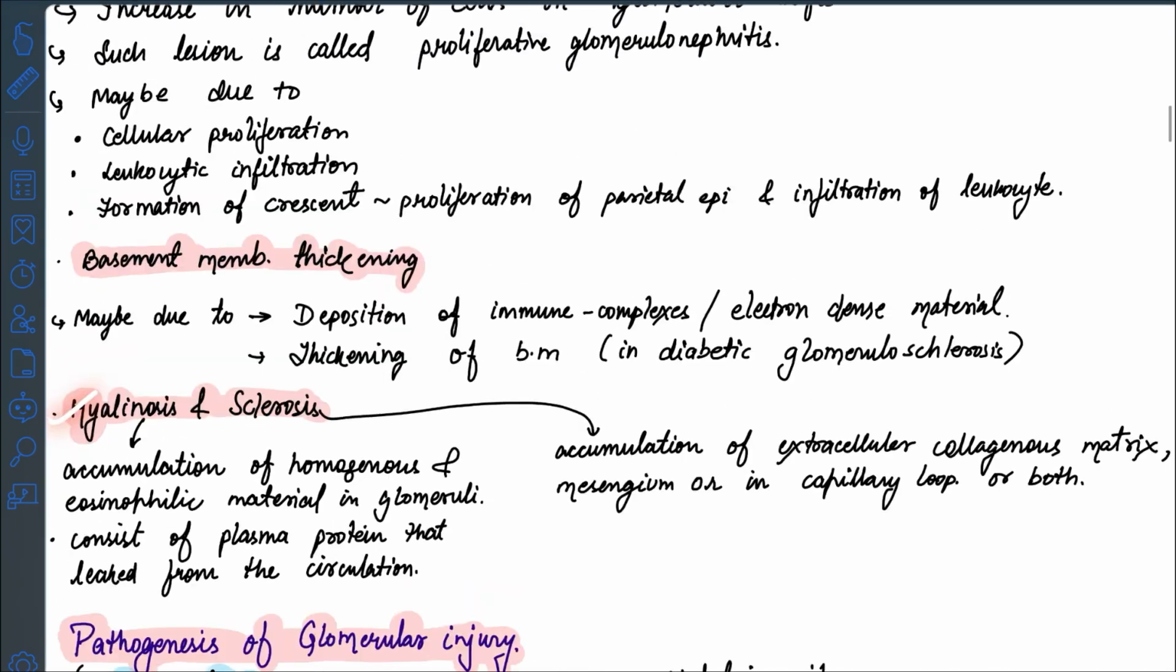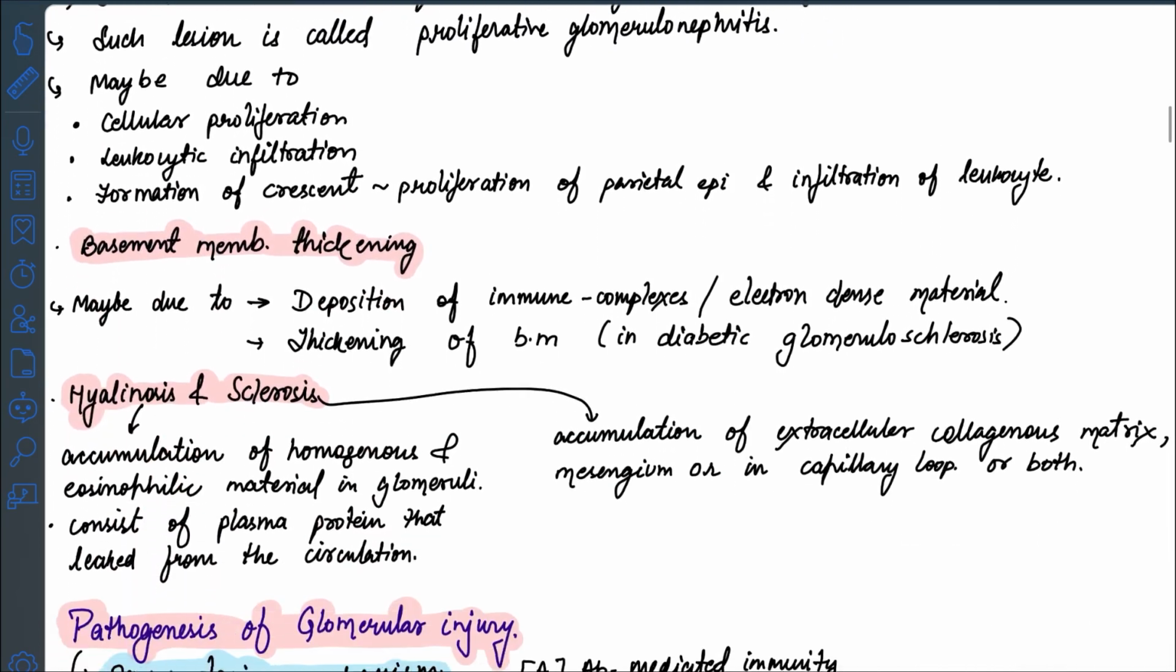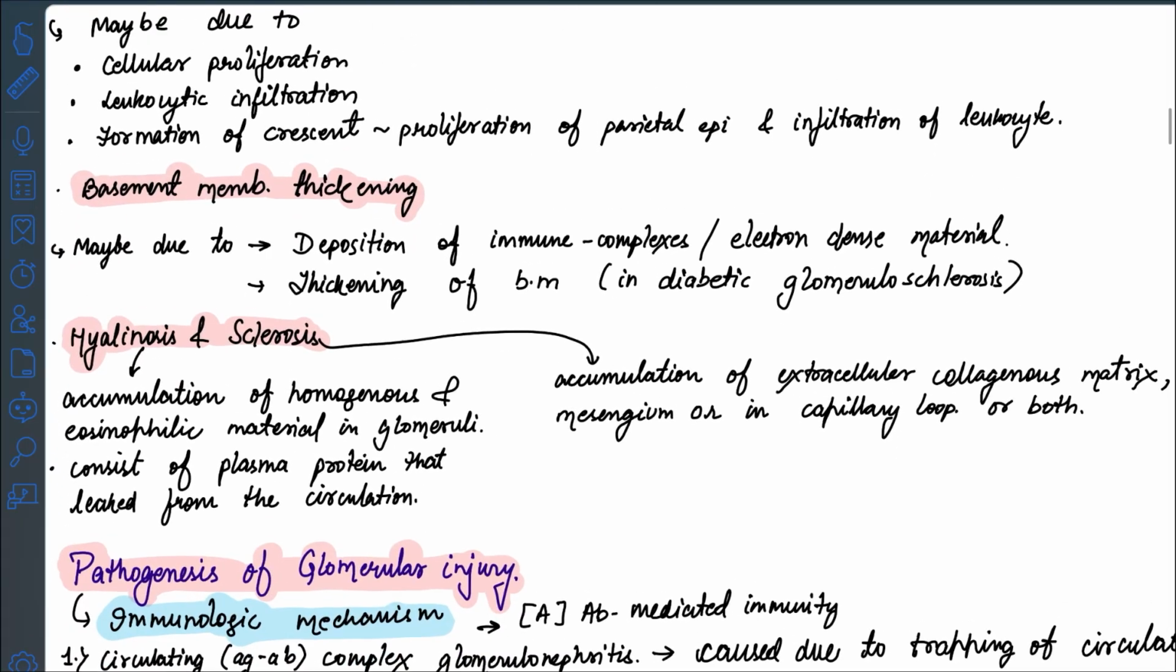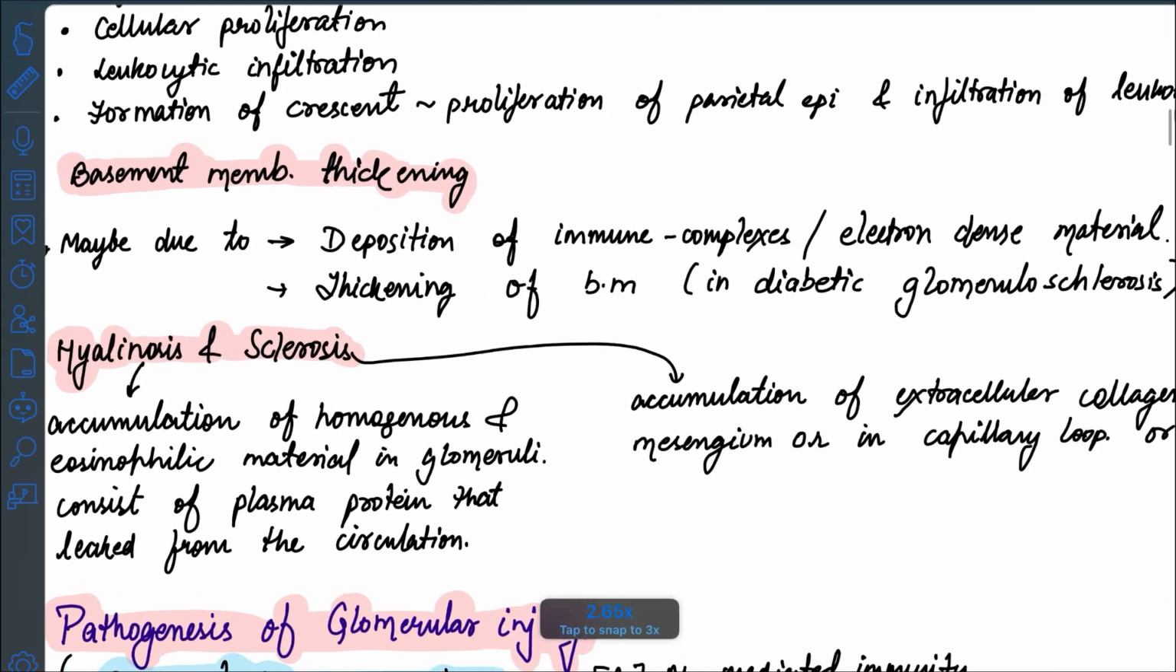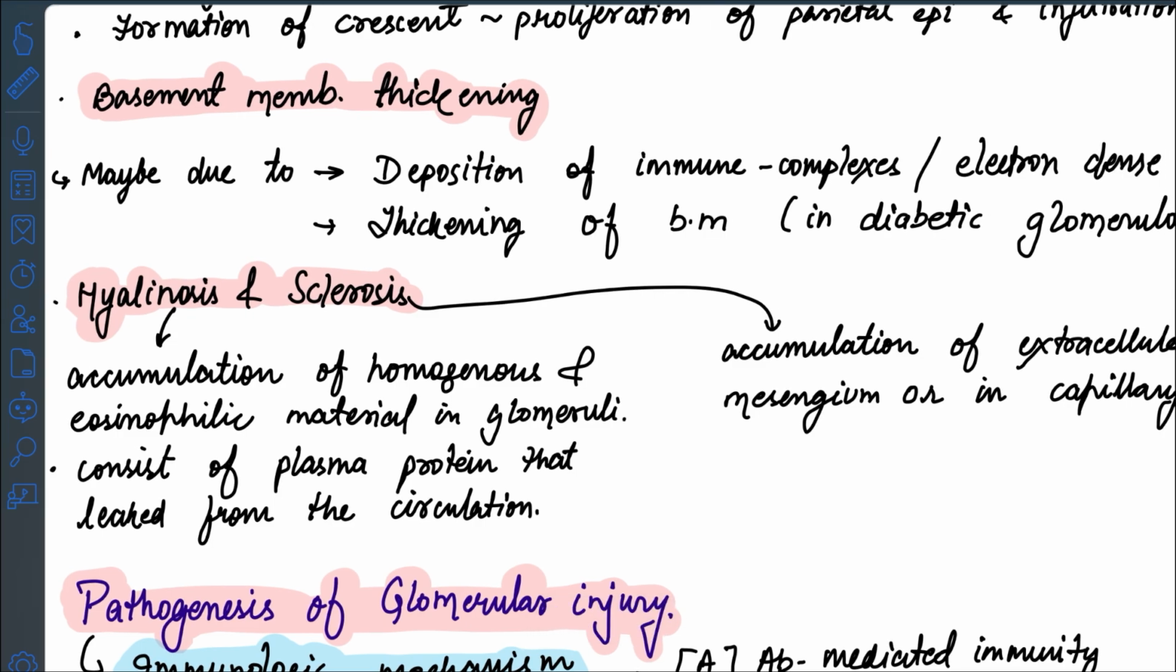Third histological change is hyalinosis and sclerosis, or we can say hyalinization and sclerosis. These two are separate terms. First, let's see what is hyalinosis. It is accumulation of homogeneous and eosinophilic material in glomeruli. Homogeneous material and eosinophilic material also in glomeruli.